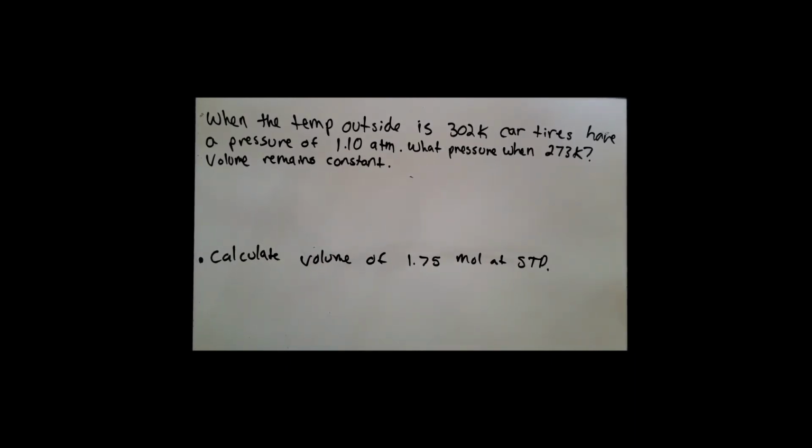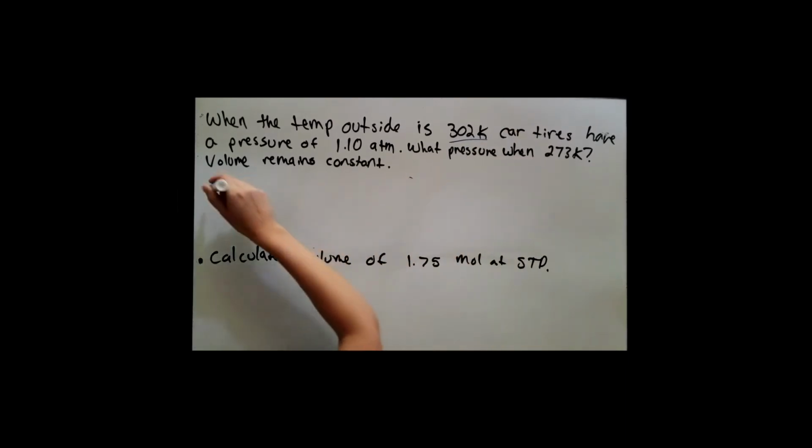With these chapter 5 problems, there's a lot of equations to choose from. So sometimes it's best to just go ahead and write a list of what you have, your knowns and unknowns, so that it makes it easier to figure out what equation you need to be using to solve the problem. So I'm going to start with this 302 Kelvin. That is a temperature. I'm going to call that my TI, my initial.